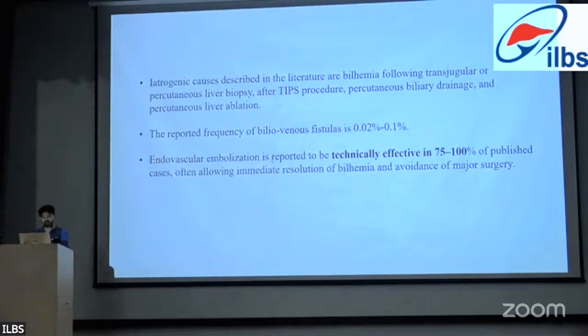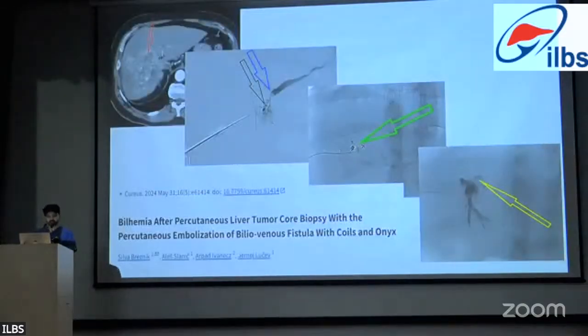Endovascular embolization is reported to be technically effective in up to 75 to 100% of published cases, often allowing immediate resolution of bilhemia and avoidance of major surgery. This is one case from the literature, a large right lobe mass, which was a cholangiocarcinoma. They did a percutaneous liver biopsy, and post biopsy there was an unexplained rise in bilirubin levels. So they did a percutaneous cholangiogram, and communication was seen between the biliary radical and the middle hepatic vein, and they embolized it with coils.